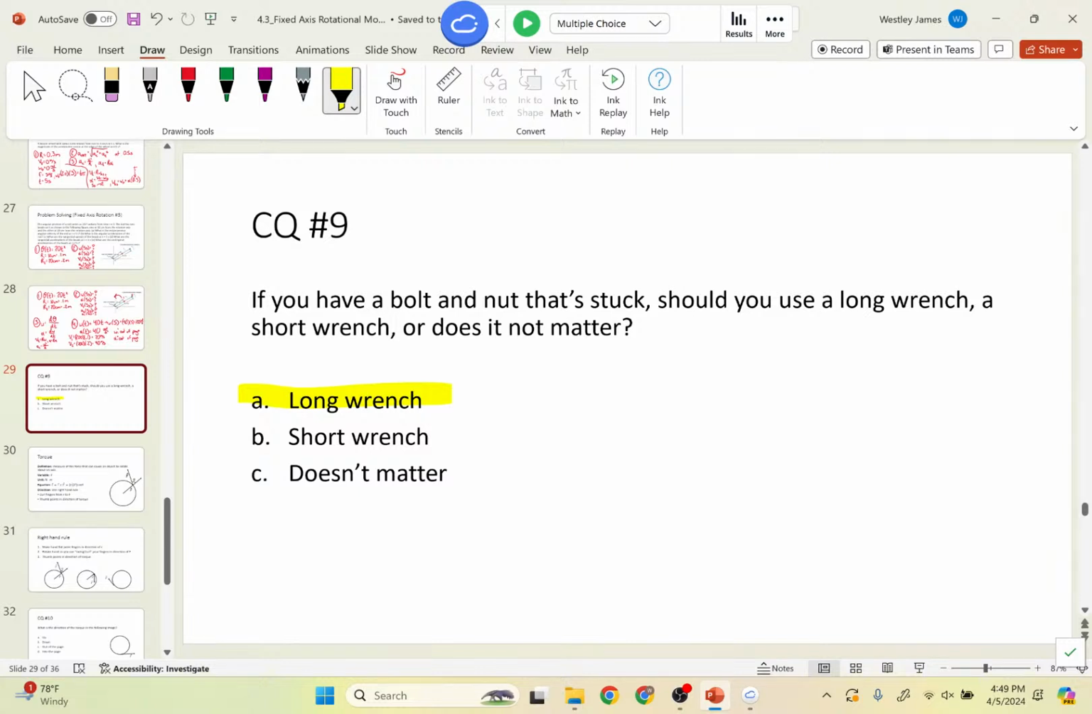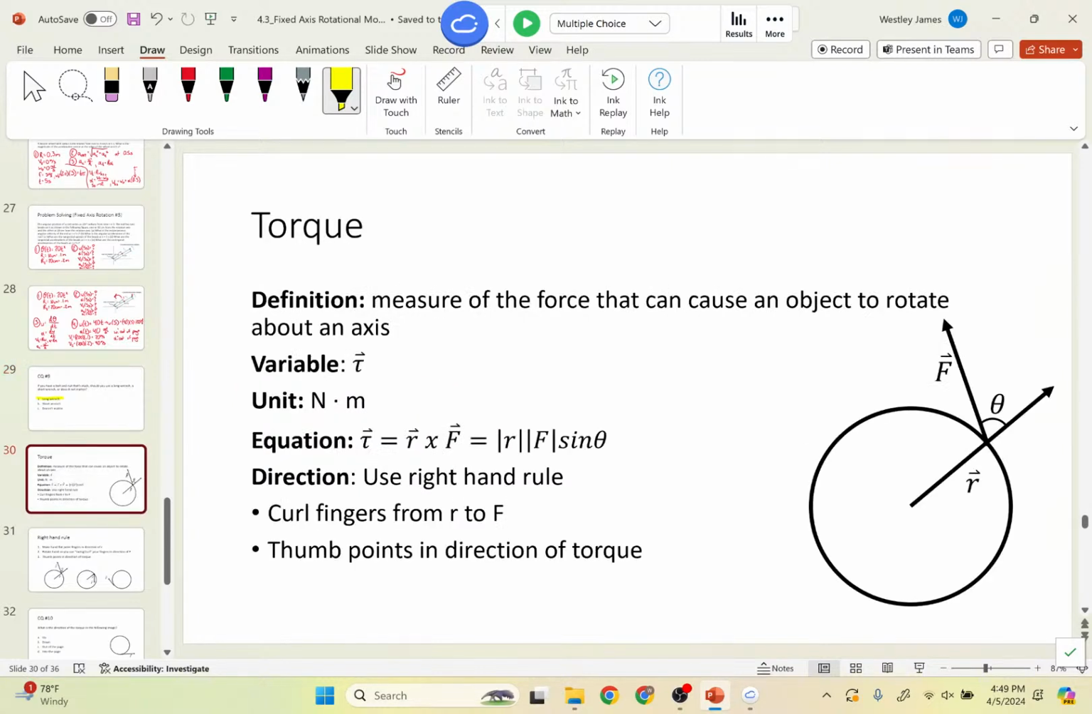The term we're going to be using to explain this is torque, which you've also probably heard. Torque is a measure of the force that can cause an object to rotate about an axis. Torque is the reason why things' rotation speeds up or the reason why rotation slows down. The symbol for it is tau, lowercase tau. It's a tiny little t.